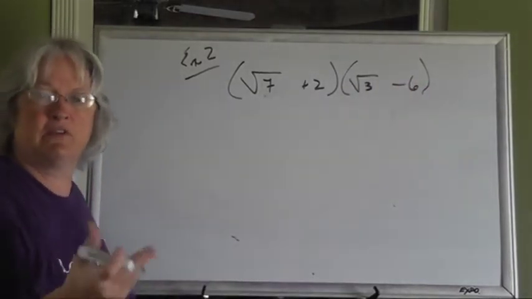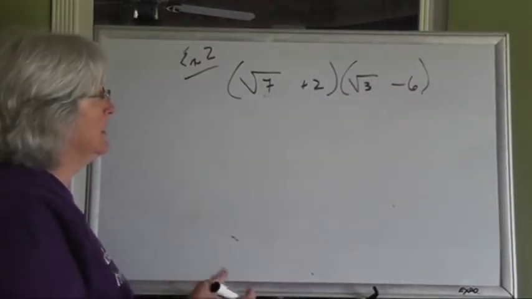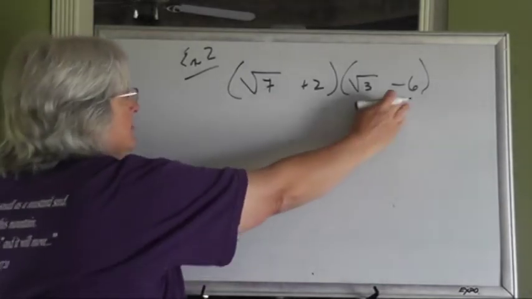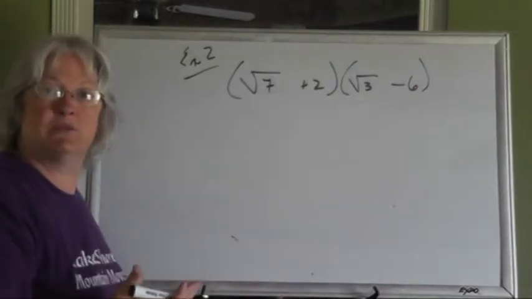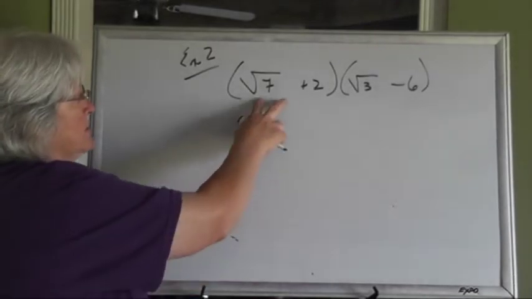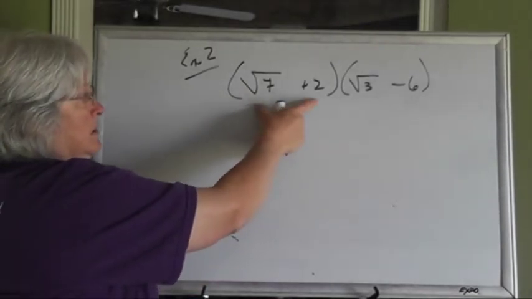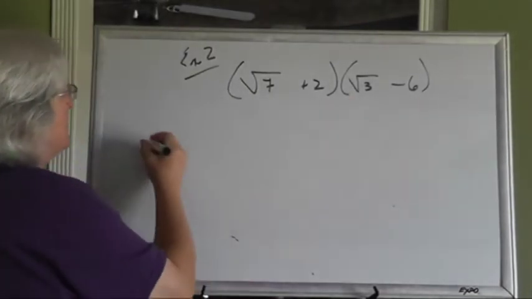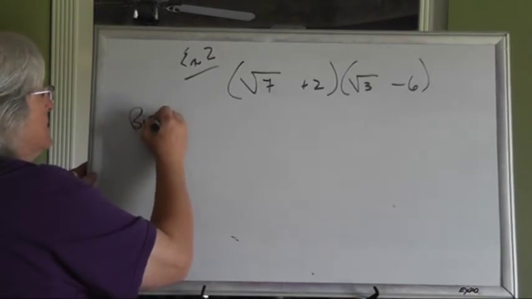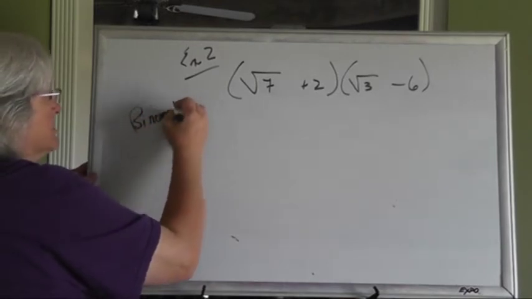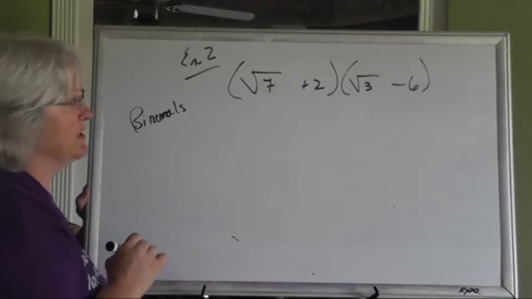Now if you look at that at first glance, it might look a little bit ugly with these radical symbols in there. But what do you notice about this? Well, you notice that there are 2 terms in each factor. So these are binomial factors. Remember, binomials have 2 terms in them.